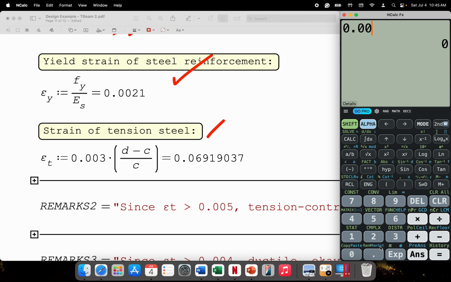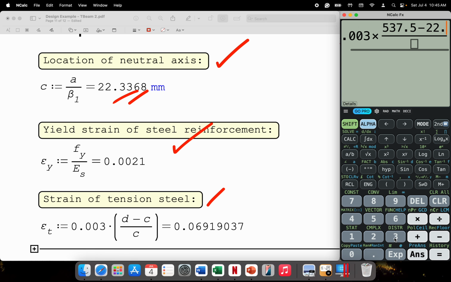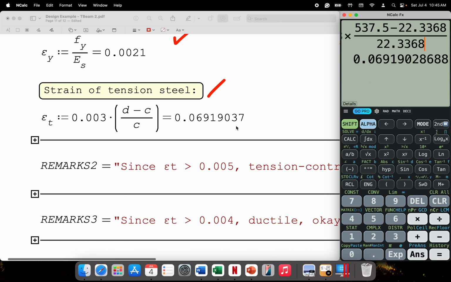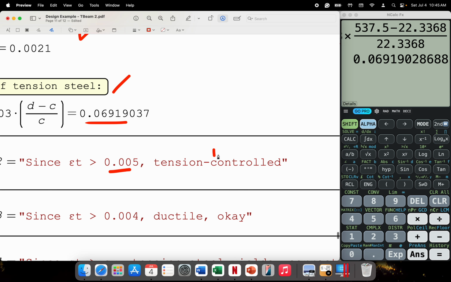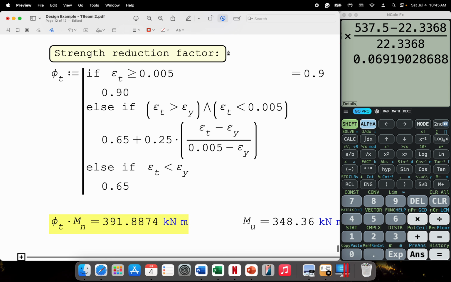After nito is to solve for the strain ng ating tension steel. So, 0.003 times yung D na 537.5 minus yung C, which is 22.3368, divided by 22.3368. So we'll get 0.06919037. Since this is greater than 0.005, therefore tension controlled. If that will be the case, yung strength reduction factor natin is equivalent to 0.9.